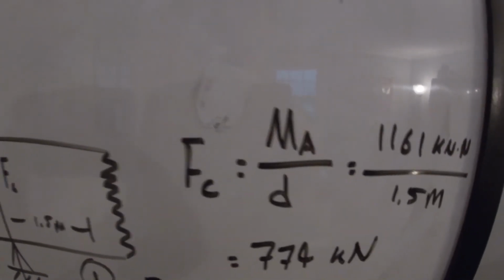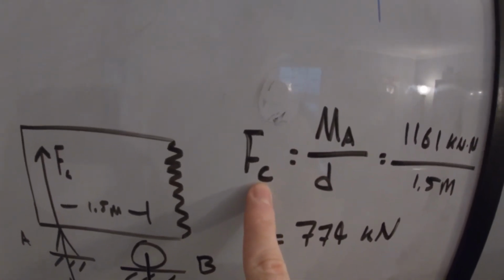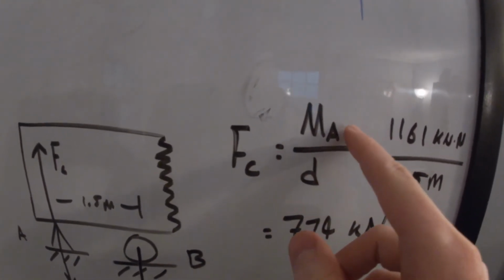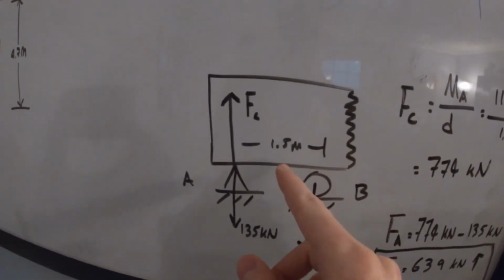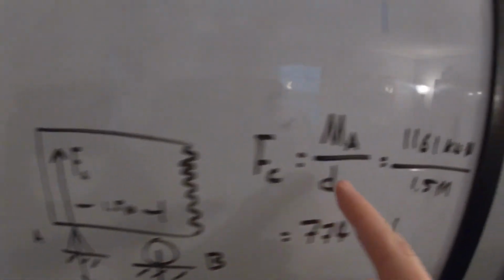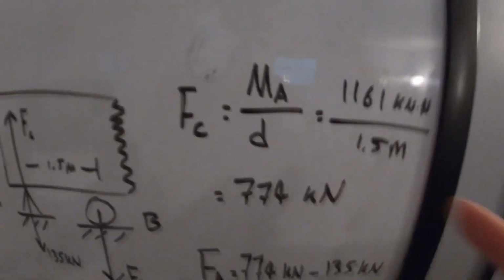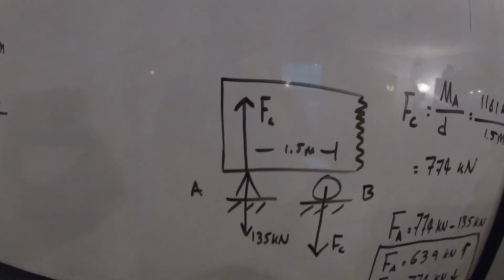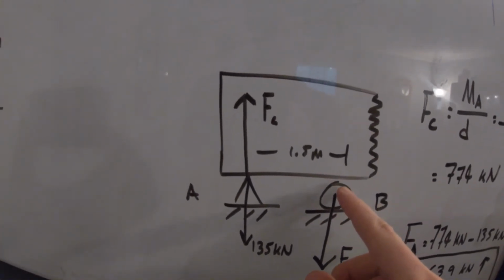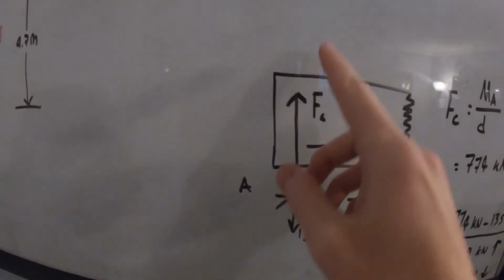So we go down here and we look, the definition of a couple states that a couple is just a force times a distance, like a moment, except we have two forces in opposite directions. So we can find this FC by dividing our couple at A by the distance between A and B. We were given that the distance between A and B was 1.5 meters. So we have 1,161 kilonewton meters divided by 1.5 meters, and that's 774 kilonewtons. Again, because of the sense of the moment, this FC value is going to have a force here facing downwards and a force here facing upwards.